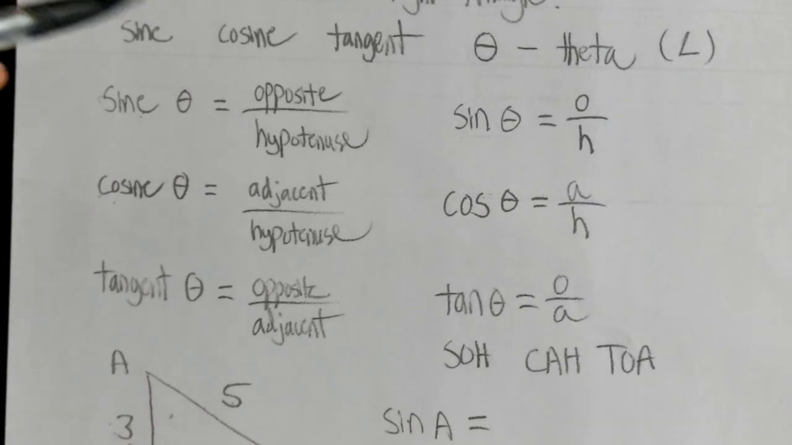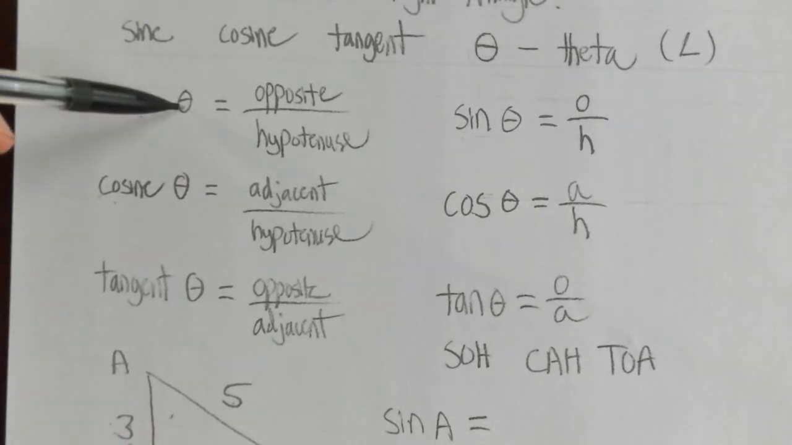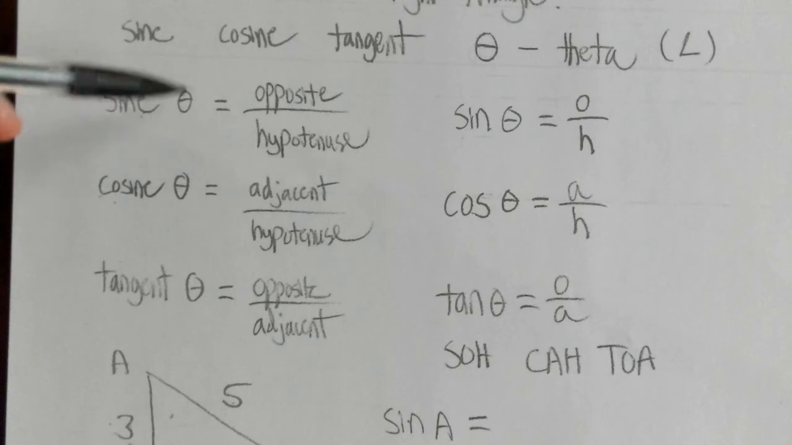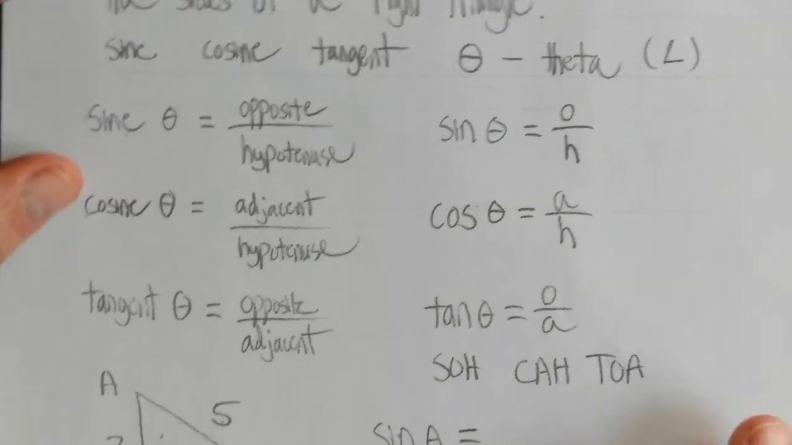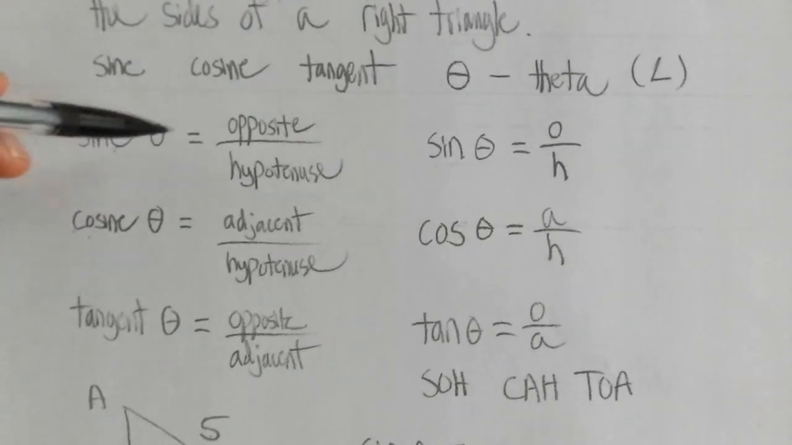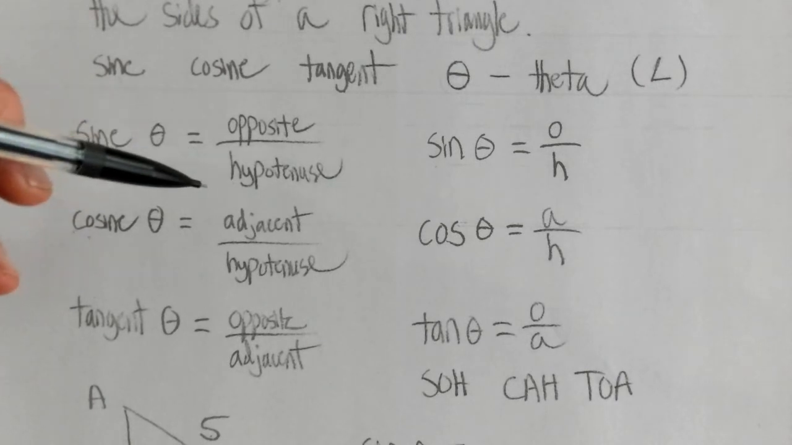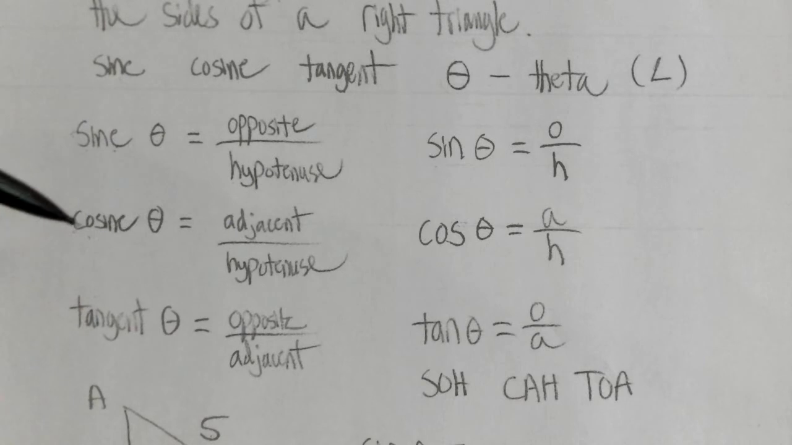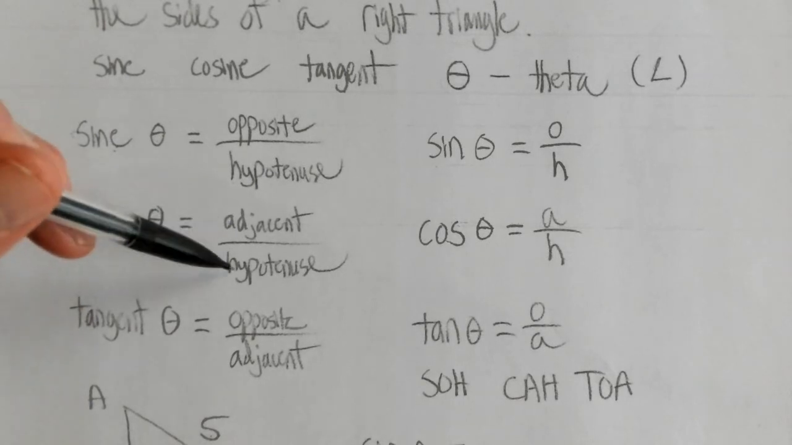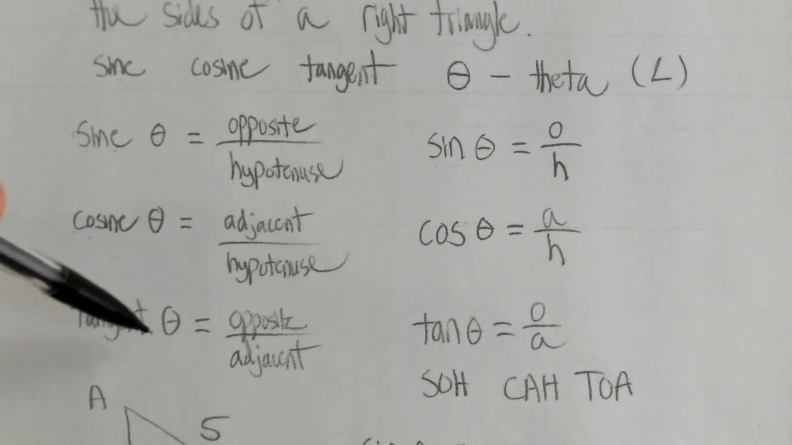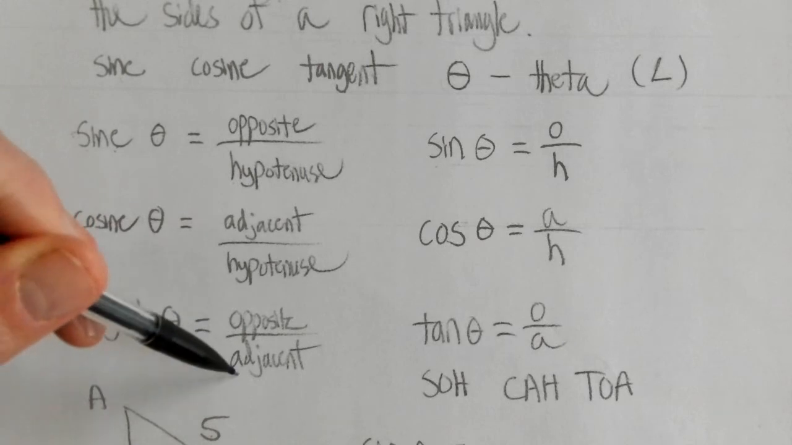All right, and so sine of an angle, right? Whatever the angle is, it can be any angle that you have. All right, the sine of that angle is equal to the opposite side over the hypotenuse. Right, the opposite side over the hypotenuse. Okay, cosine is equal to the adjacent over the hypotenuse. And tangent is equal to the opposite over the adjacent.